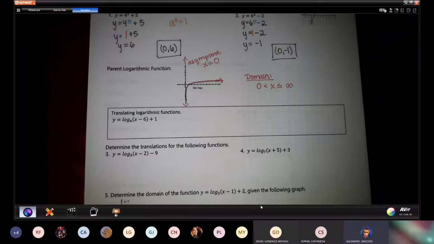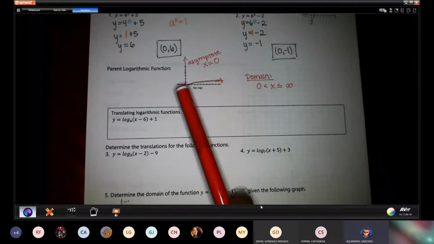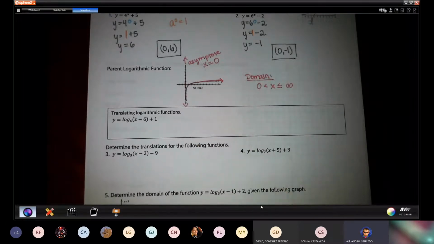Anyway, let's continue. Now, translating logarithmic functions. We know this is a type of logarithmic function, right? This is what the general graph looks like. And now we have to translate it. So we remember shifts and translations. Hopefully, we do.